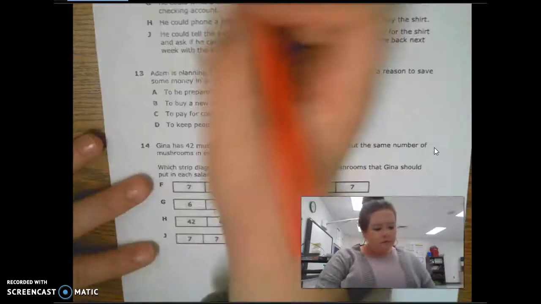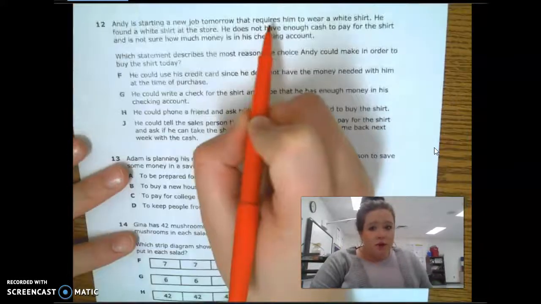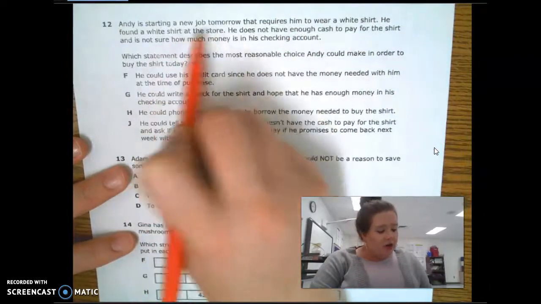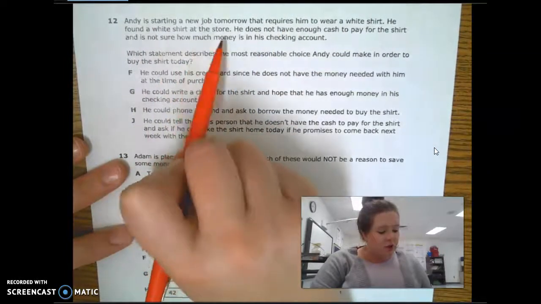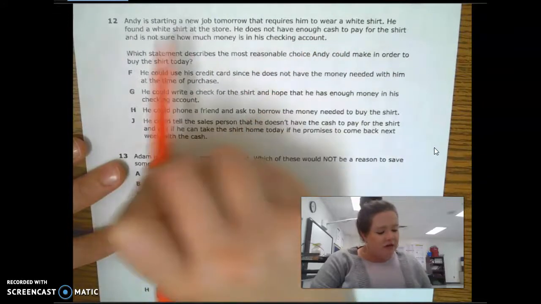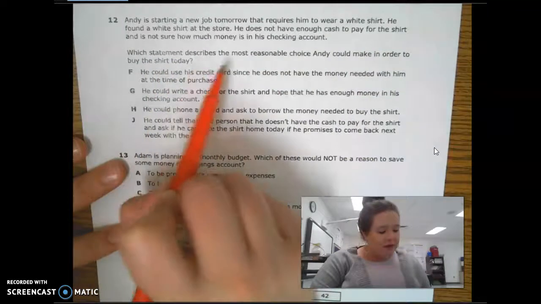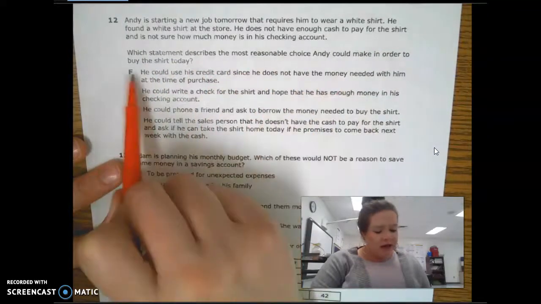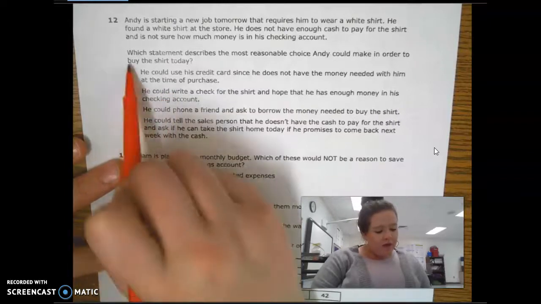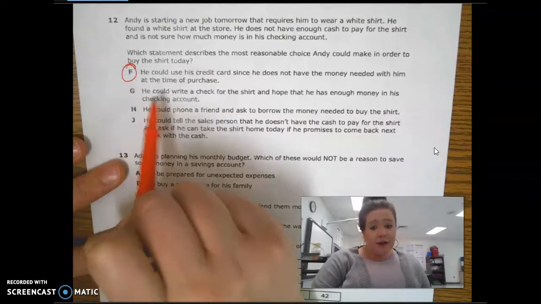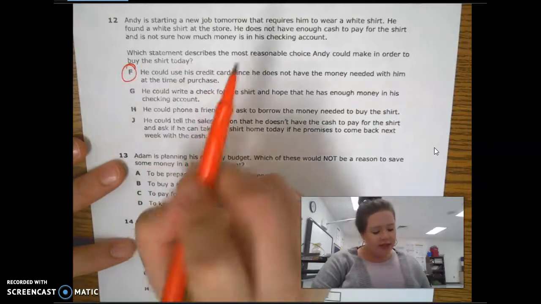All right? Number 12, Andy is starting a new job tomorrow that requires him to wear a white shirt. He found a white shirt at the store. He does not have enough cash to pay for the shirt and is not sure how much money is in his checking account. Which statement describes the most reasonable choice Andy could make in order to buy the shirt? Number 12 is letter F. He could use his credit card since he doesn't have the money at the time of the purchase.